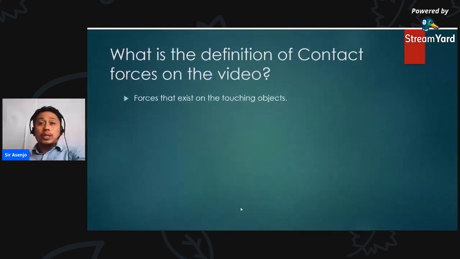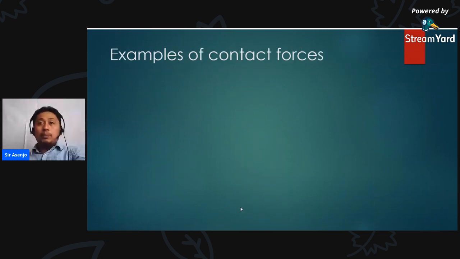Now in the video, contact force is defined as the forces that exist on touching objects. The keyword is touching objects. So that force exists on touching objects. Okay. What are examples of contact forces? Let's give some examples given in the video. We have normal contact force, tension. These are examples of contact forces given in the video.